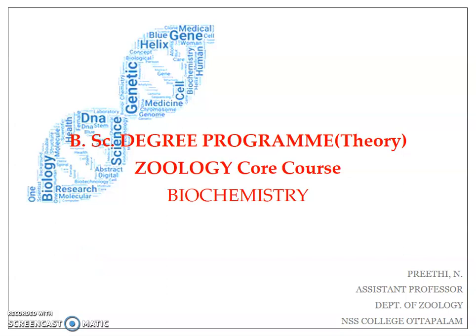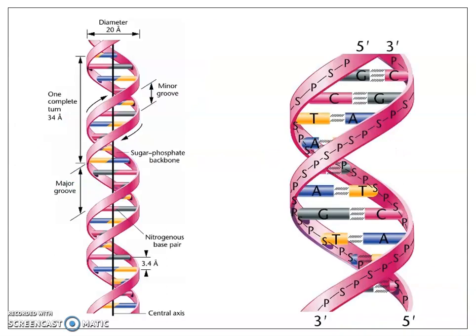Hello everyone. So in this presentation we will continue with the structure of DNA as proposed by Watson and Crick, and the studies upon which their structure elucidation was based. Now this shows the double-stranded DNA. It is a right-handed double helix, in the sense that it turns in a right-handed manner around a central axis.